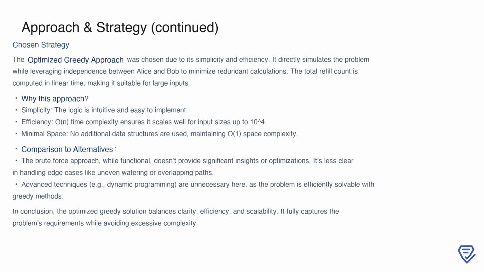Its O(n) time complexity ensures that it can handle large inputs up to 10,000 plants effectively. Additionally, its O(1) space complexity means no extra memory is used, which keeps the solution lean and scalable. Compared to the brute force method, the optimized approach is clearer and better equipped to handle edge cases, such as uneven water requirements for the plants or varying refill needs for the gardeners.